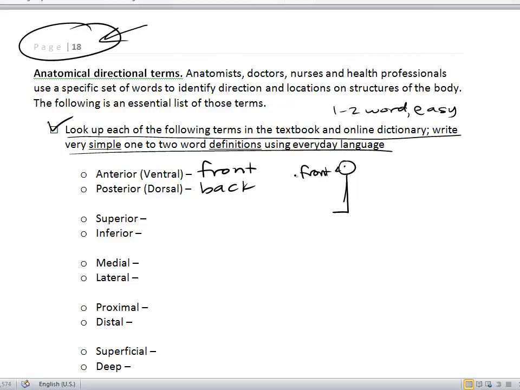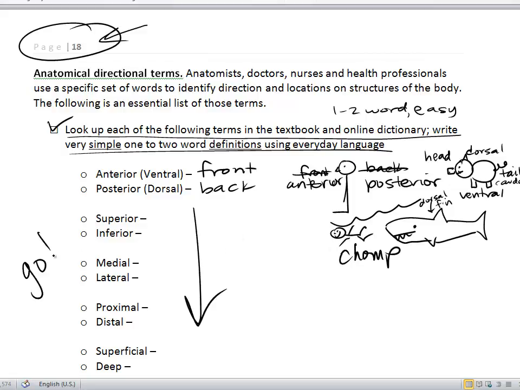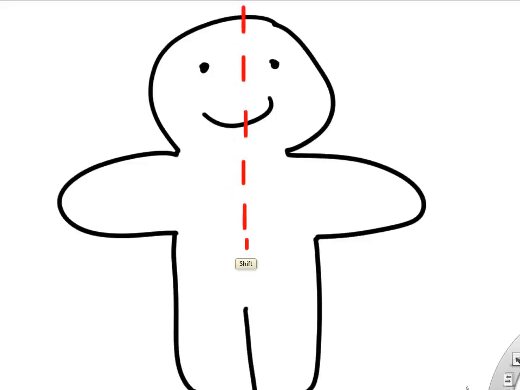Anterior means front, posterior means back. Whenever we try to learn these, we try to keep simple definitions. Don't just copy what's on the internet. Try to make sense in everyday language. So anterior means the front, posterior means to the back. It doesn't really work for animals, so animals have a slightly different way to say towards the back is dorsal and towards the front or undersurface is ventral. For the rest of these terms, try to look them up and come up with a one-word or two-word definition that helps you.